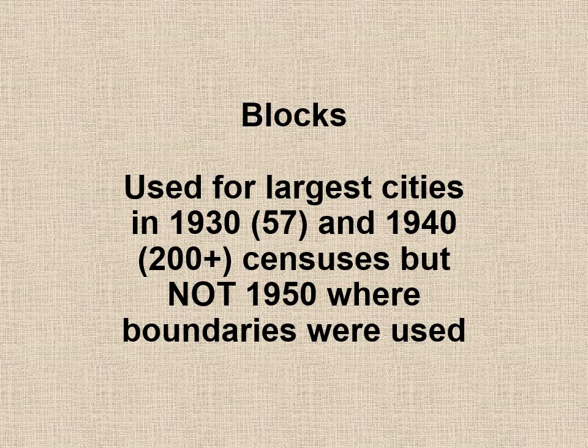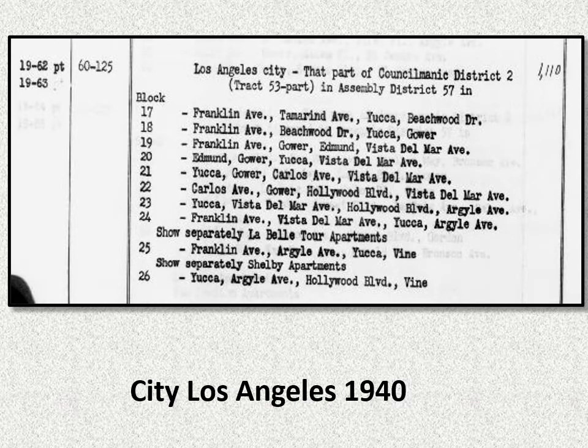Now, blocks were used for the largest cities in 1930 and 1940, 57 in 1930, and 200 plus in 1940. But in 1950, we're going to have boundaries for all urban areas. You can see that the blocks are very different. This is the city of Los Angeles in 1940. Each block is shown, and it's actually numbered on the ED map. Let's say block 17: the north side is Franklin, the east side is Tamarind, the south side is Yucca, and the west side is Beechwood. And there is an apartment there that starts on a separate page.